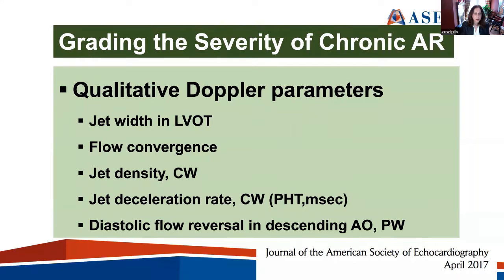So let's talk about first the qualitative Doppler parameters to assess the severity of chronic AR, and those are included in this list, including jet width in the LVOT, flow convergence, jet density that we measure by CW Doppler, jet deceleration rate, which is the pressure half-time measured by CW, and then looking at diastolic flow reversal in the descending aorta with PW Doppler.